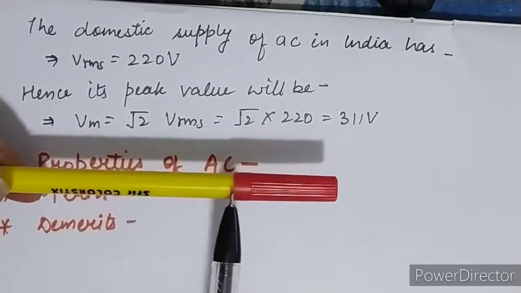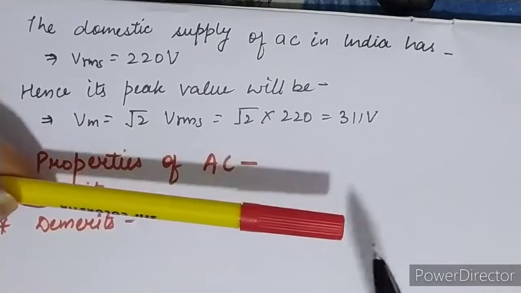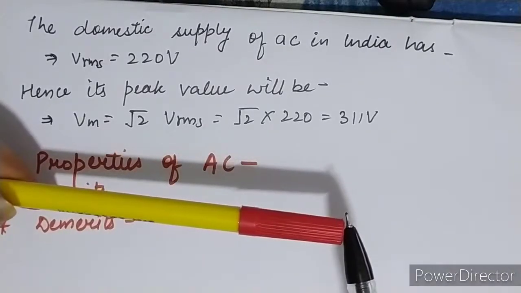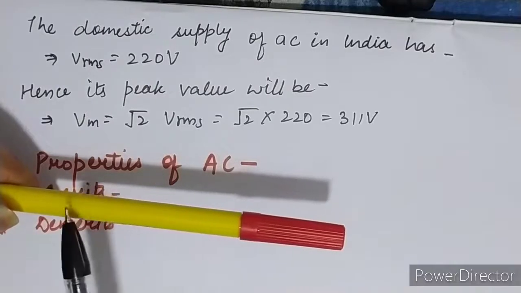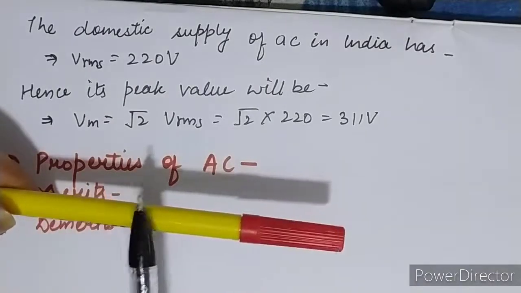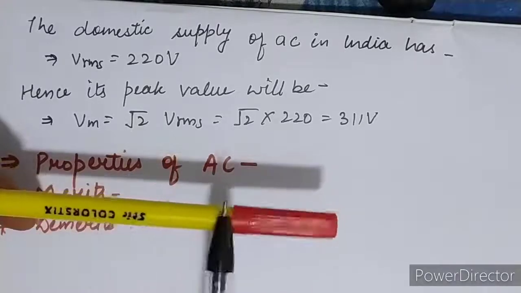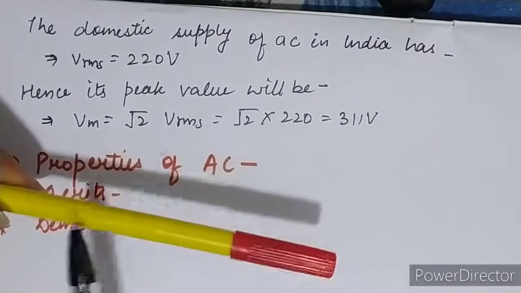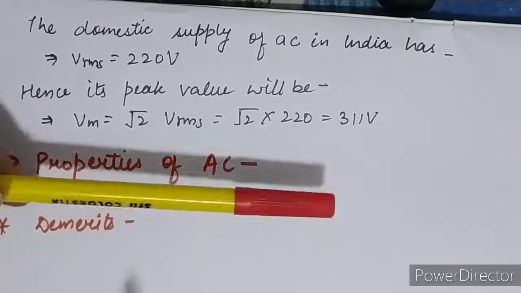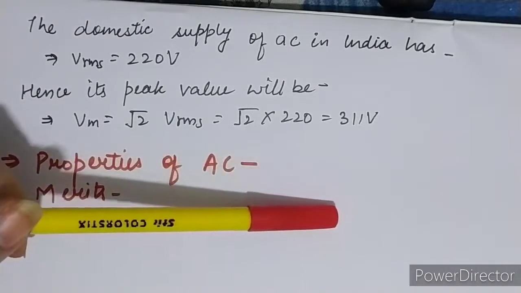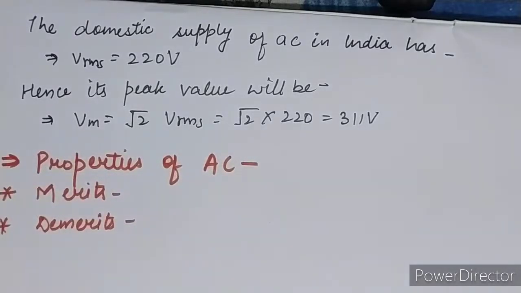So instead of taking one single thick wire, we prefer to take a bunch of thin wires in layers. So the skin effect can easily be reduced. Clear? Okay. Next, it can't be used directly for electrolysis, for electroplating, or for making electromagnets.